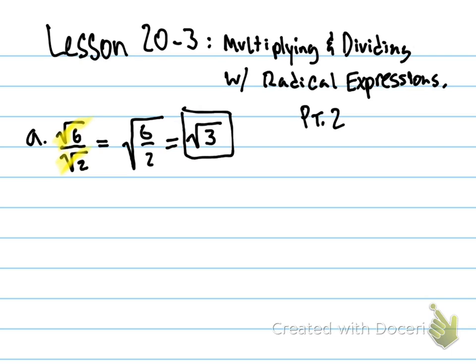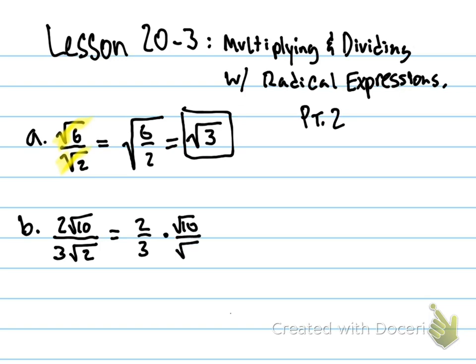Let's go on to a harder example, all right? We're going to have example B. It says 2 root 10 over 3 root 2. So what we're going to do first is separate the rational part from the irrational part. That means we're going to split up our fraction. This is going to equal 2 over 3 times root 10 over root 2.